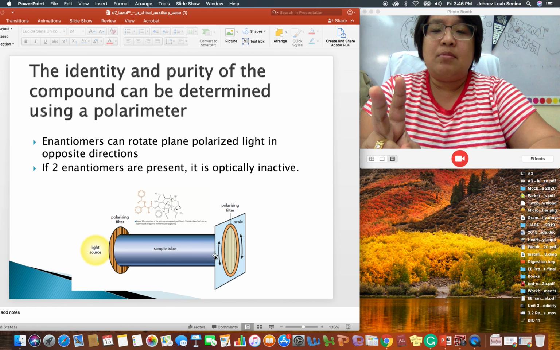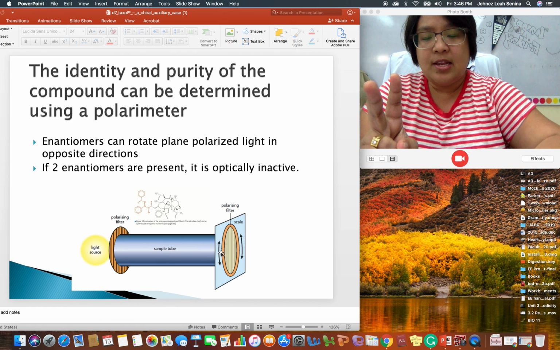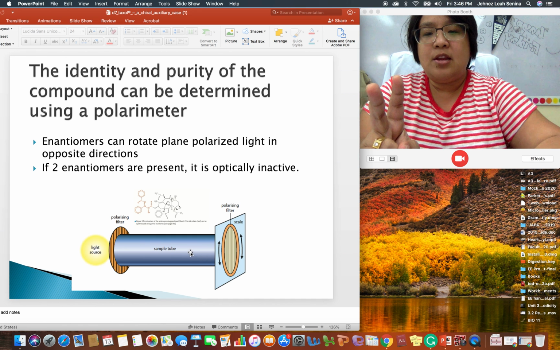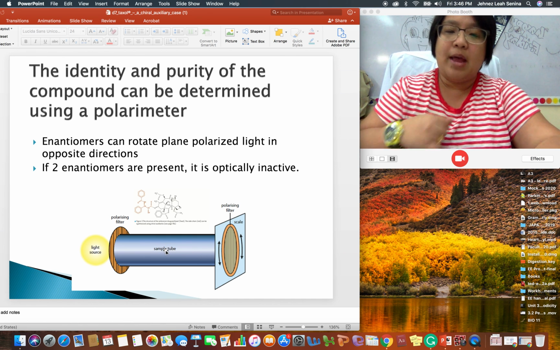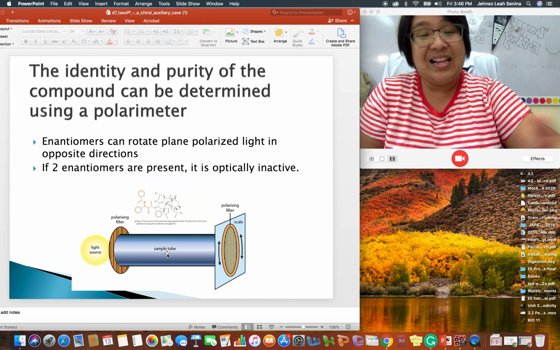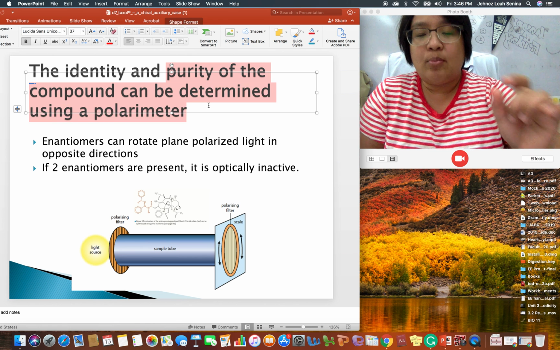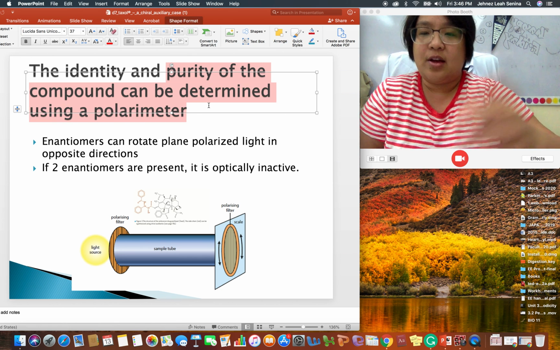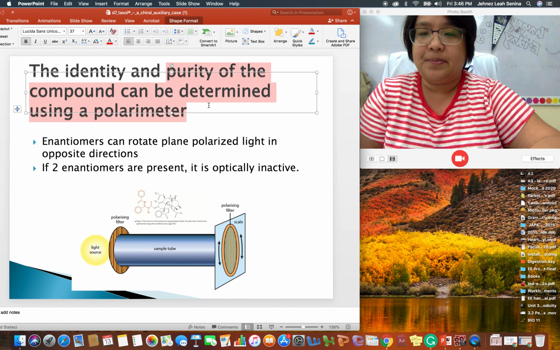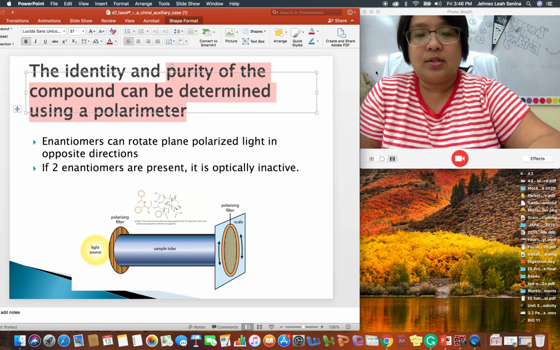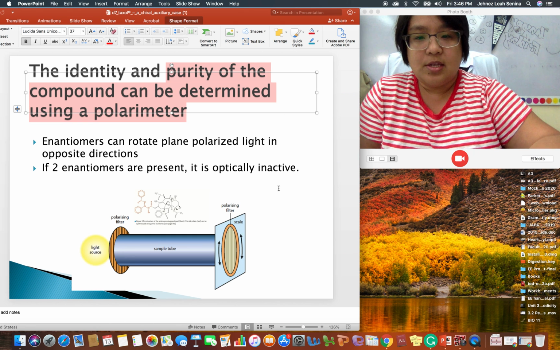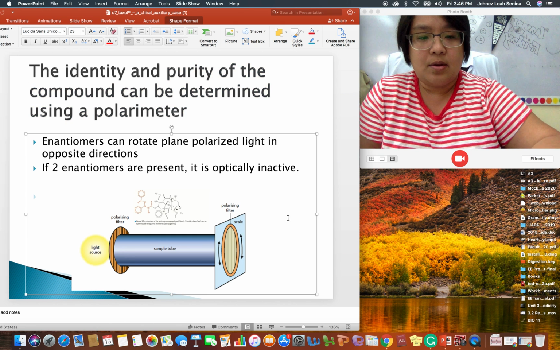But if it's able to rotate the light in one direction, then it means you only have one enantiomer present in your sample. And if that's the case, then you know that your sample is pure and you have that one enantiomer that you want. Okay, the other enantiomer is absent. All right. I think this is the last slide. Yes, it is.